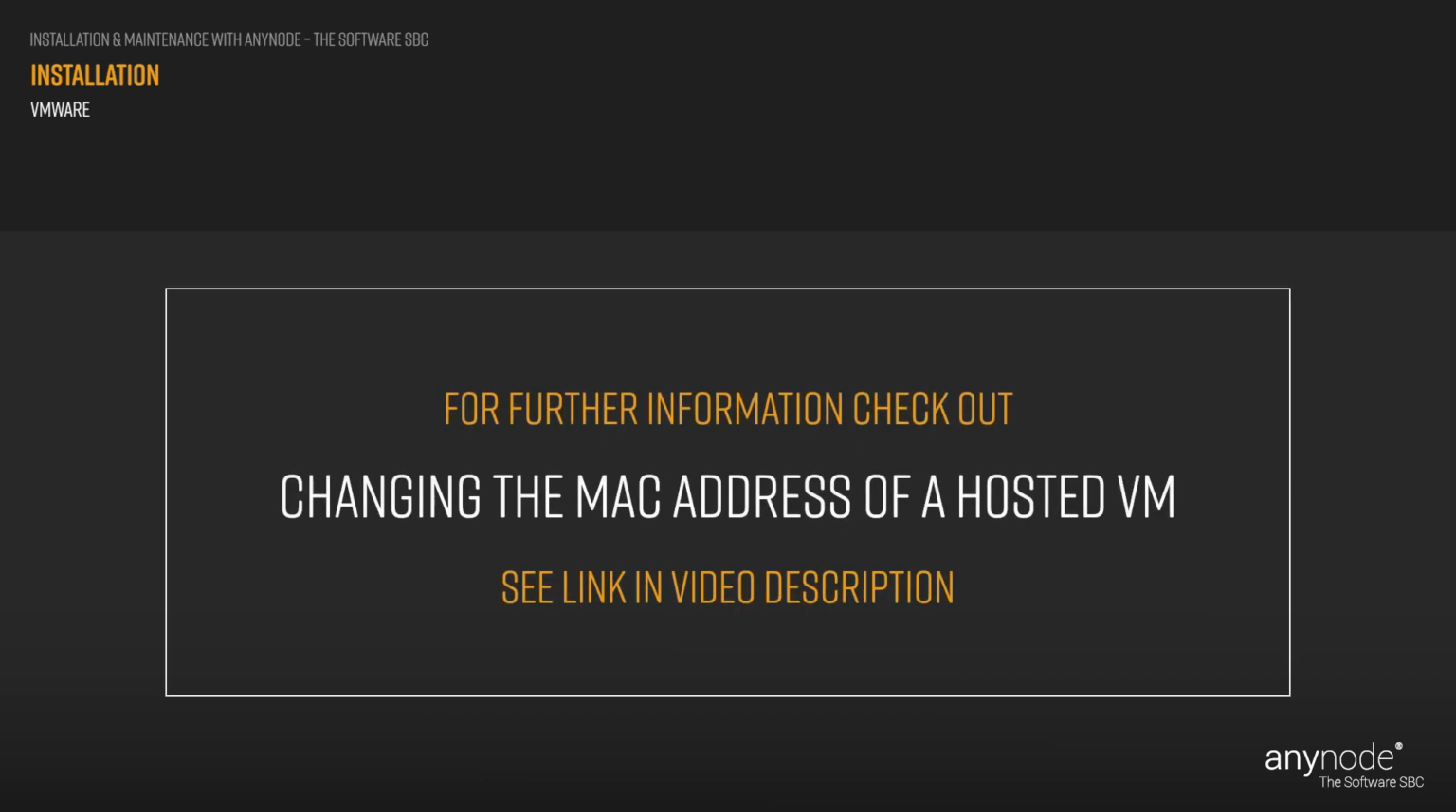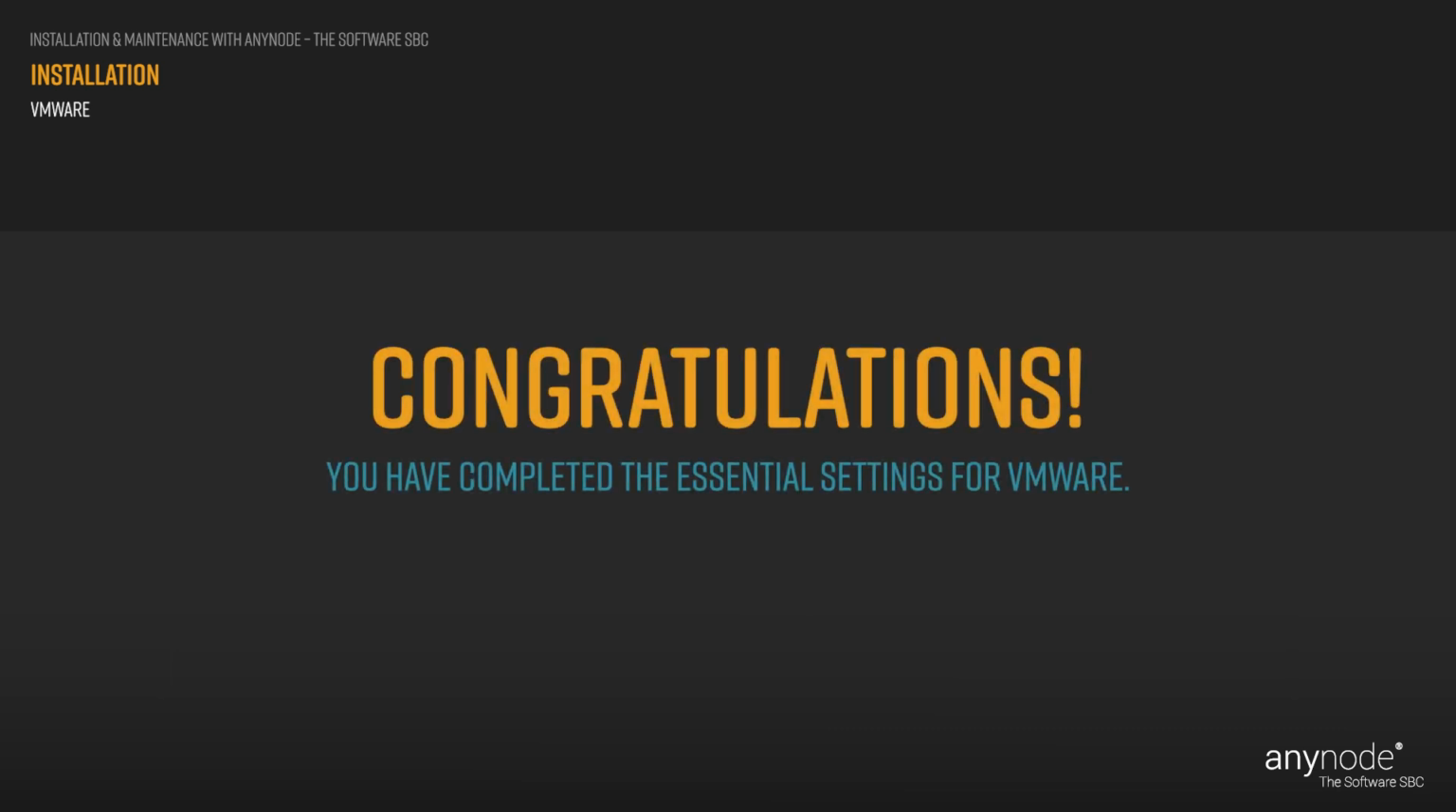More information can be found in the VMware knowledge base entry, changing the MAC address of a hosted virtual machine, 507. Congratulations! You have now familiarized yourself with the essential settings for a successful deployment of anynode under VMware.